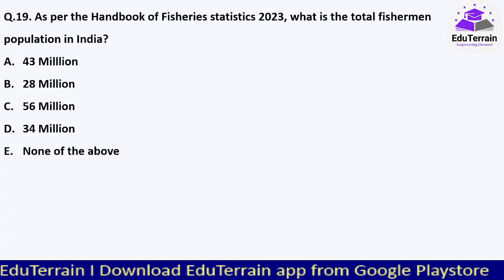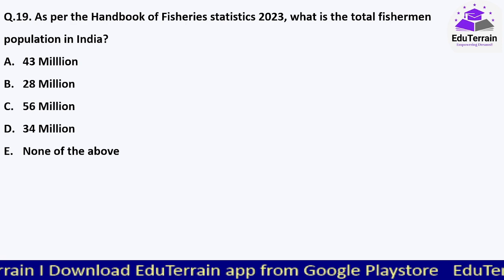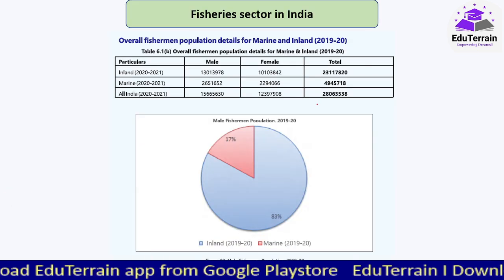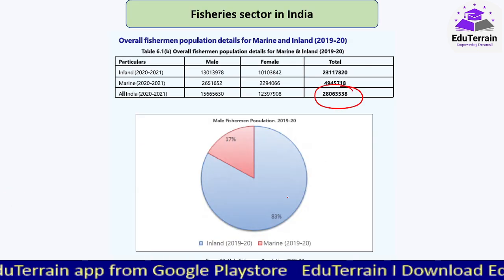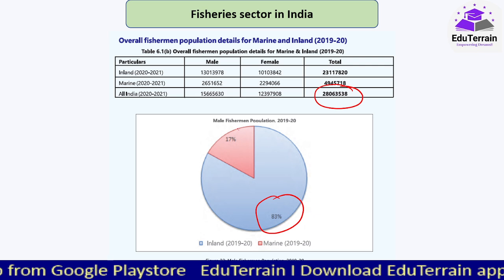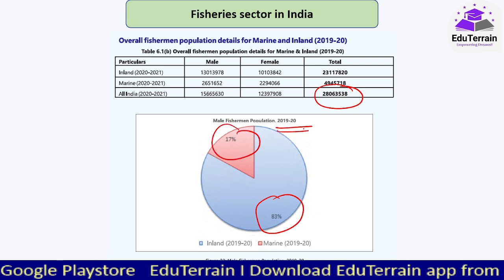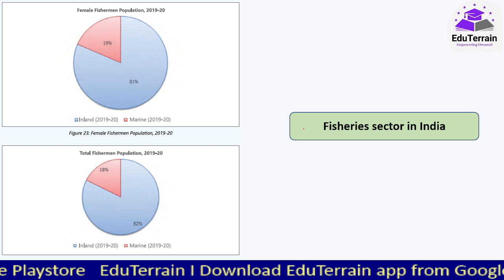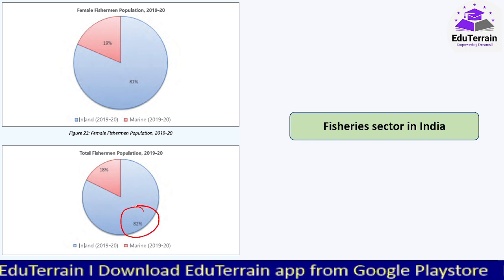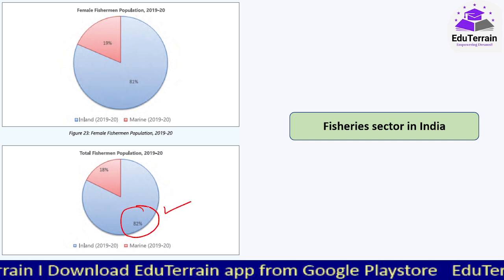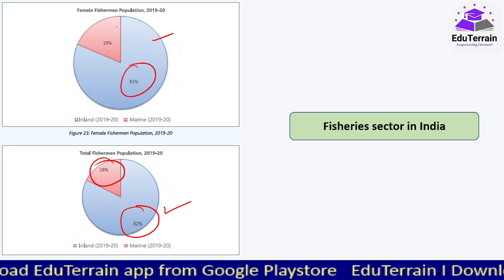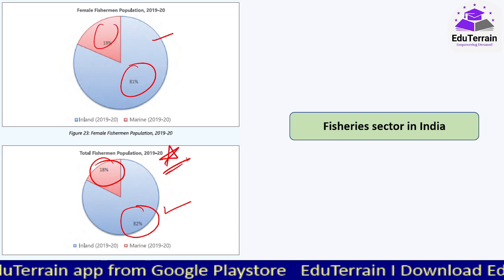Now, as per the same handbook of fishery statistics, what is the total fishermen population in India? इसमें भी ज़्यादा कुछ change नहीं है. It is 28 million only, as you can see here. And of that, inland देखा जाए तो 83% and marine 17%. Male fishermen population, where the data is of 2019-20. और अगर female देखा जाए तो उसमें भी total fishermen population में it is 82% inland and only 18% marine, and female में भी 81. It is almost, this would be of utmost importance for us.